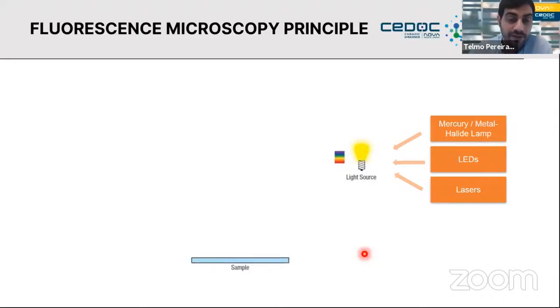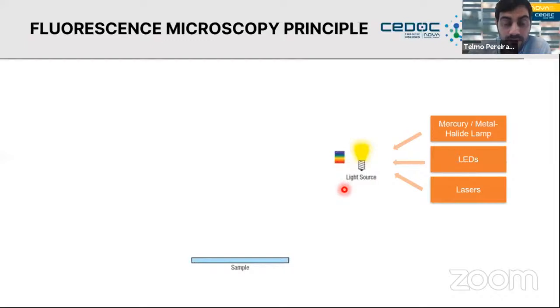The first thing you have is the light source. The light source can be of many types. Nowadays, LEDs are very popular, but you might have mercury or metal halide lamps in your microscope. You can also have lasers. Usually they are more linked with confocal microscopes and other different architectures, but I will show you a bit about this here too.